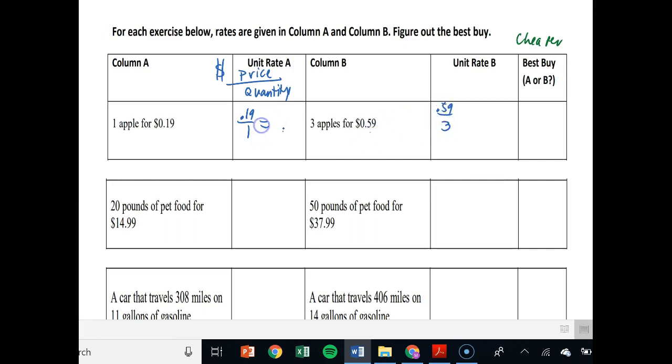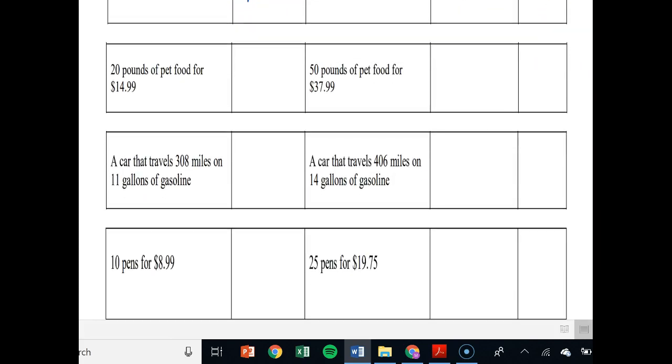Well, this is just going to cost you 19 cents, obviously. And then 59 divided by 3 is going to cost you 19.666 repeated cents, right? So which one's cheaper? A is cheaper. I'll do one more for you since I messed up.